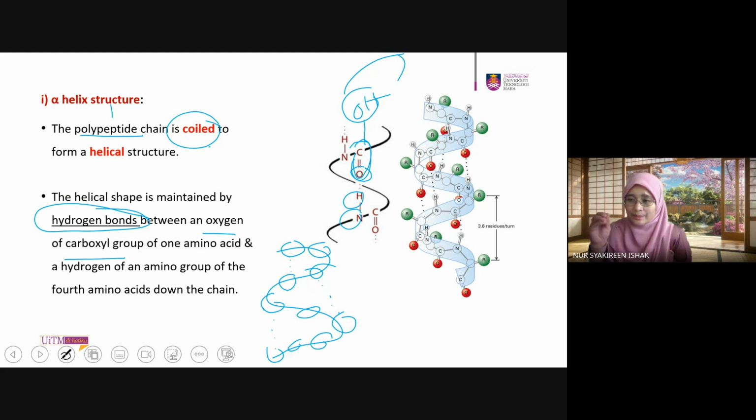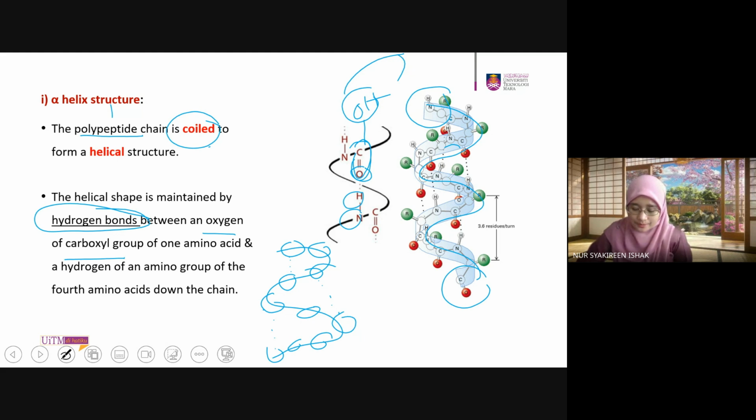Okay? So it is due to the interaction between oxygen and hydrogen along the backbone of the polypeptide chain. So this is the backbone lah, kan? Tadi kita tengok apa backbone? It consists of nitrogen, carbon-carbon, nitrogen, carbon-carbon, nitrogen, carbon-carbon. It has N terminus and C terminus at both ends.